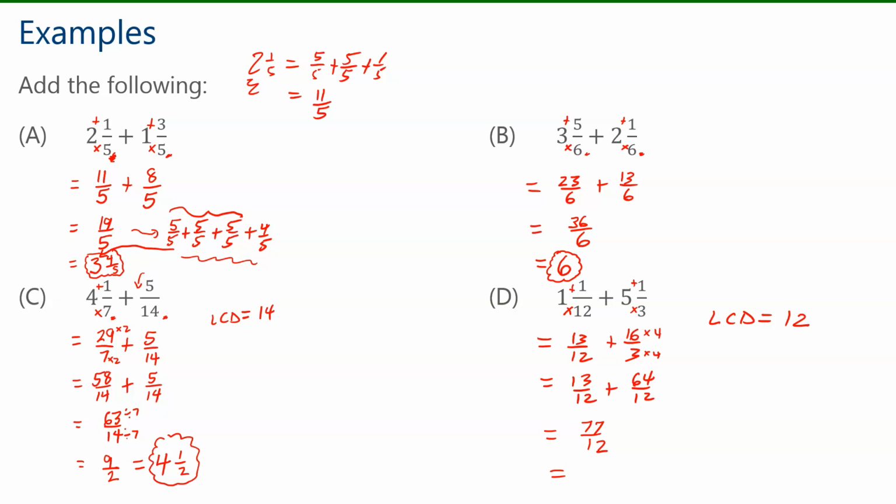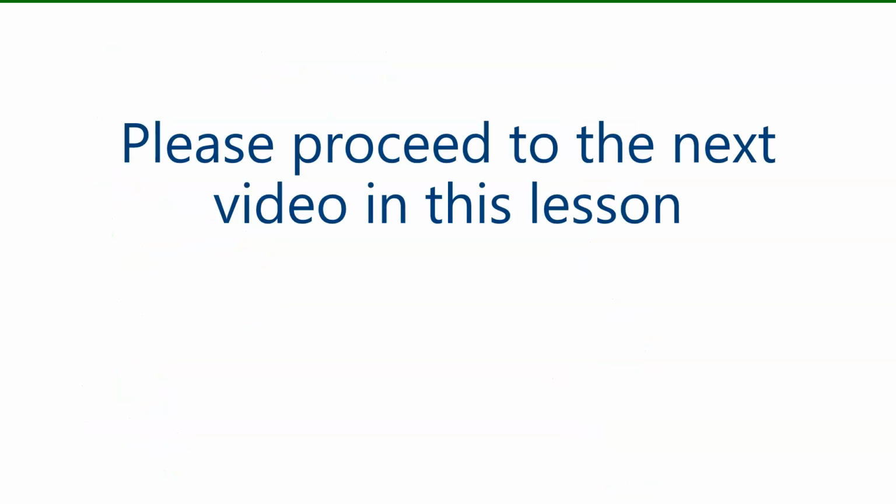So how many full groups of 12 can I get out of 77? Well, 12 times 6 is 72. So that would be 5 twelfths remaining. So 6 and 5 twelfths would be my answer. And now I'd like you to proceed to the next video in this lesson.